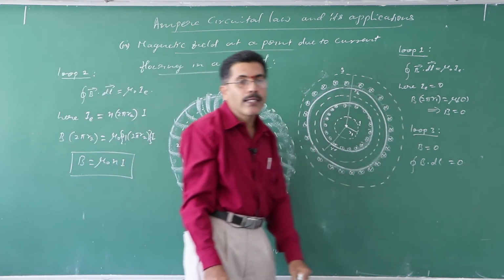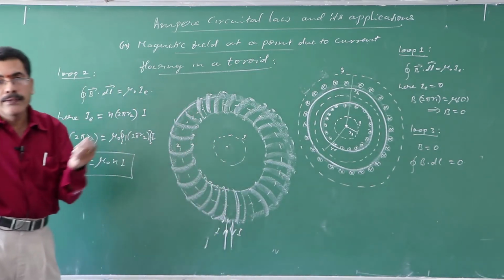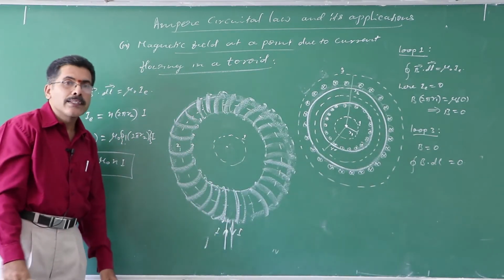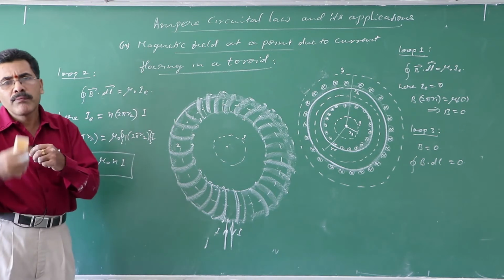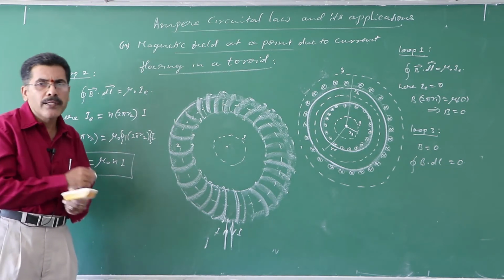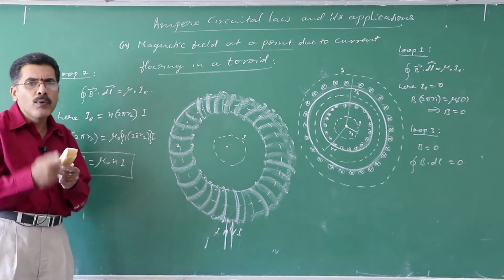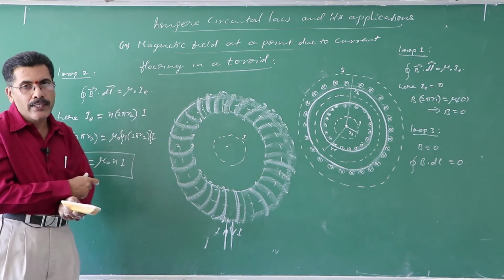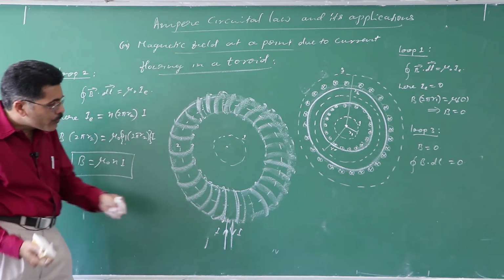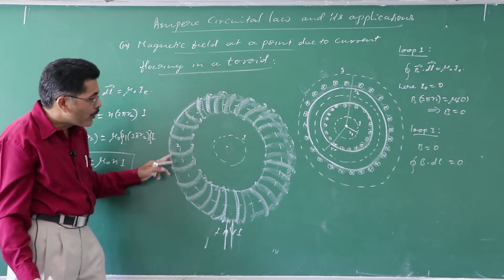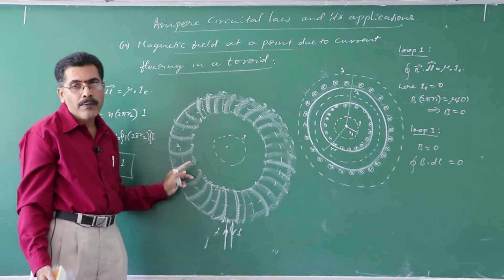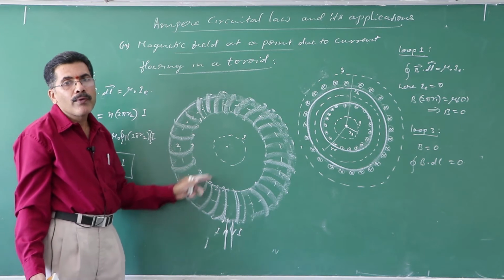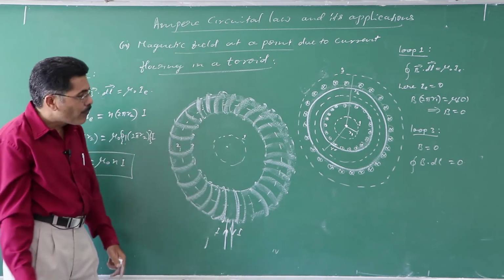What is a toroid? A toroid is an endless solenoid. It consists of a large number of turns of thin insulated copper wire wound closely on a ring. When current is passed through the wire, magnetic field is produced along the axis of the toroid. Let us find out what the magnetic field is due to current flowing in the toroid.